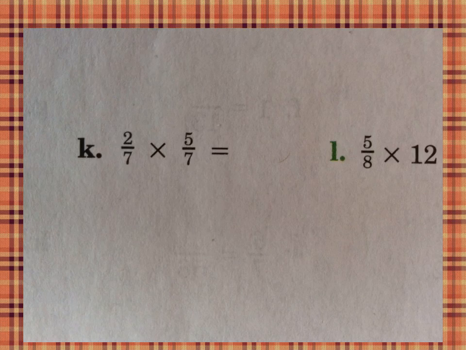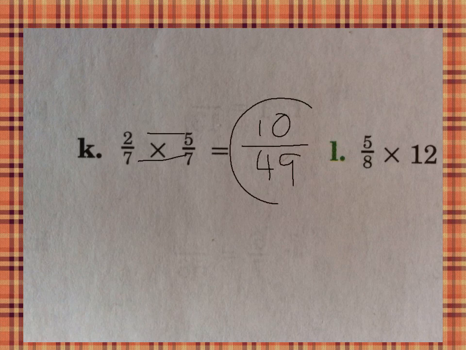Okay. Nothing cross cancels, so we'll just multiply across. 2 times 5 is 10. 7 times 7 is 49. We get 10 over 49 as our answer. That can't be reduced.